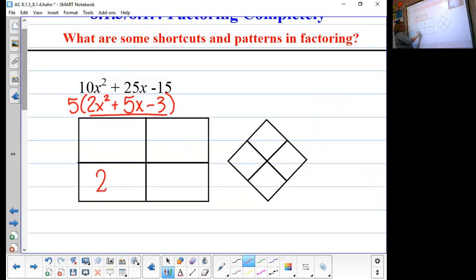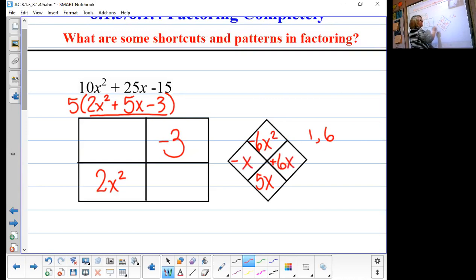So 2x squared is going to go in the bottom. Negative 3 is going to go in the top. 5x goes in the bottom of my diamond. And then I multiply these two and I get negative 6x squared. Negative 6 is a much easier number to try to figure out the factors for, right? So I know I'm going to have a negative and a positive. So 1 and 6, there we go. That's what I want. That has a difference of 5. I'm going to make the 6 positive and the 1 negative.